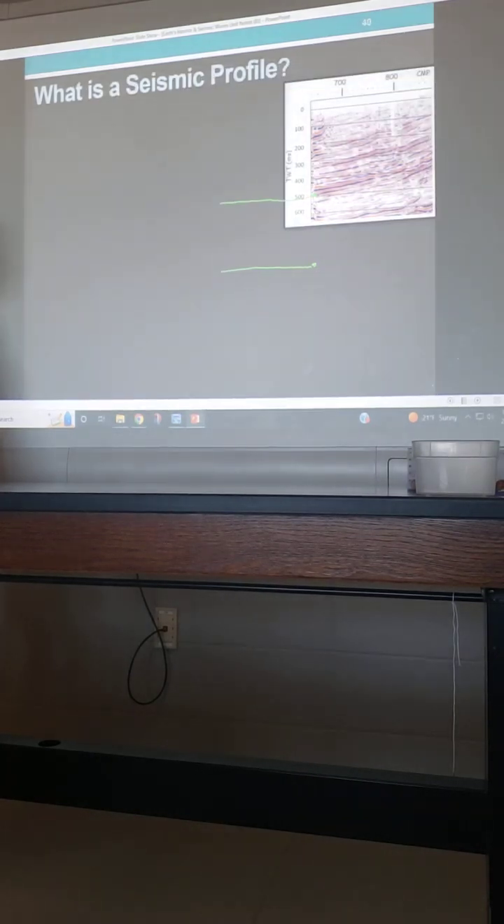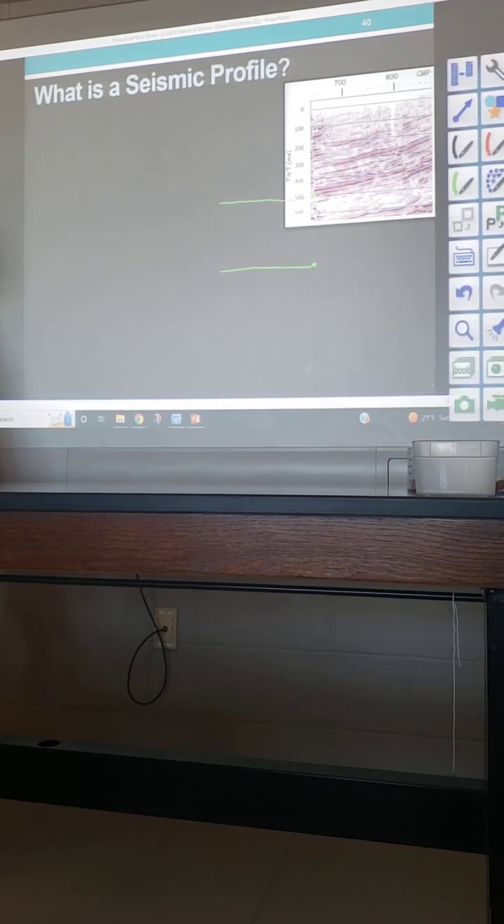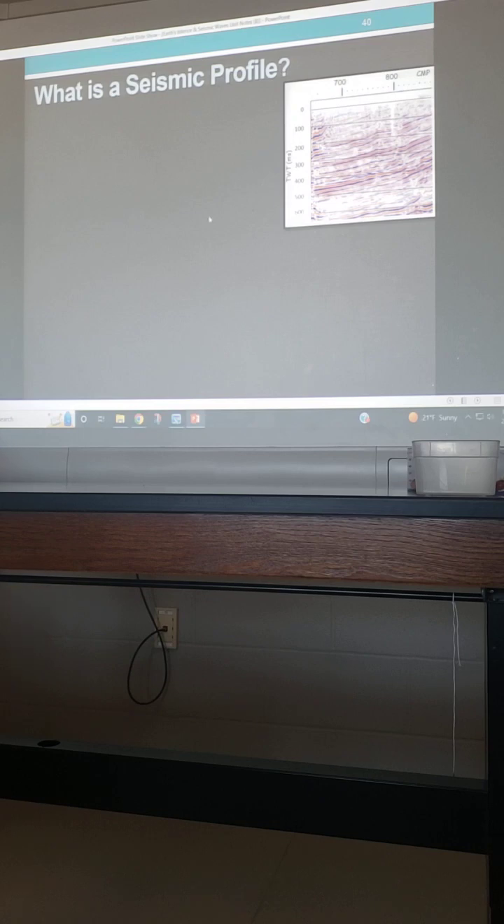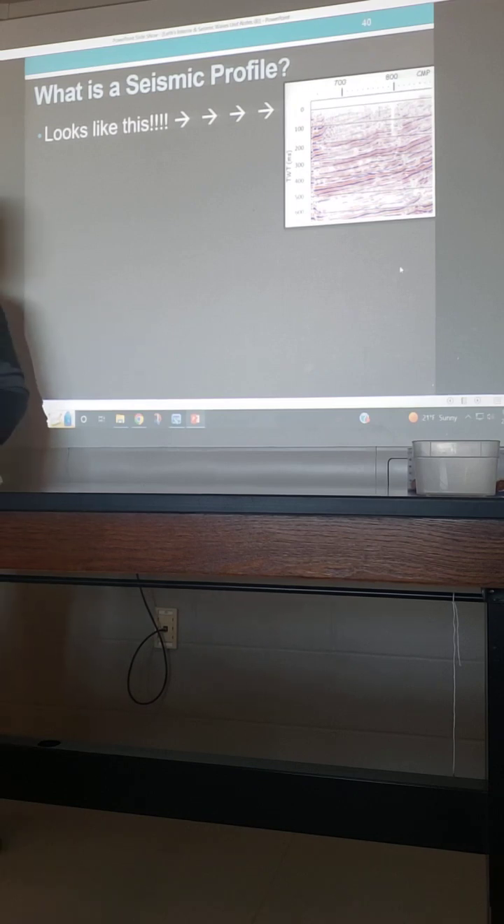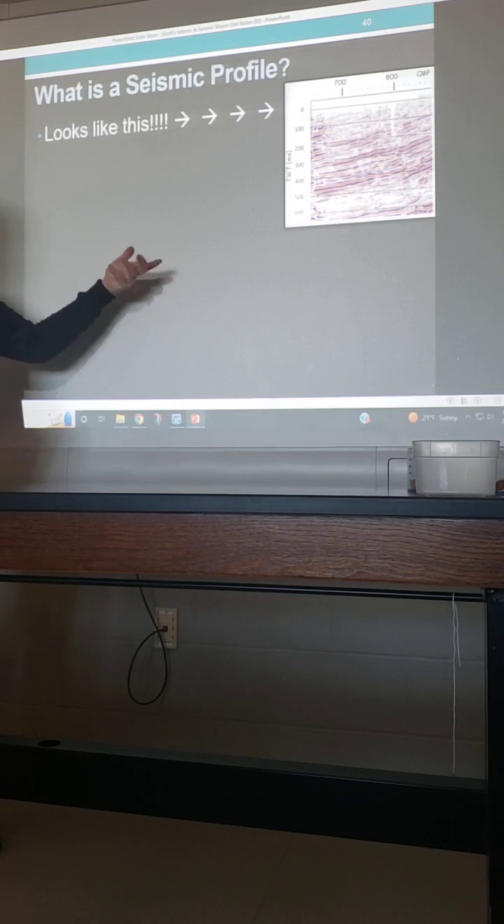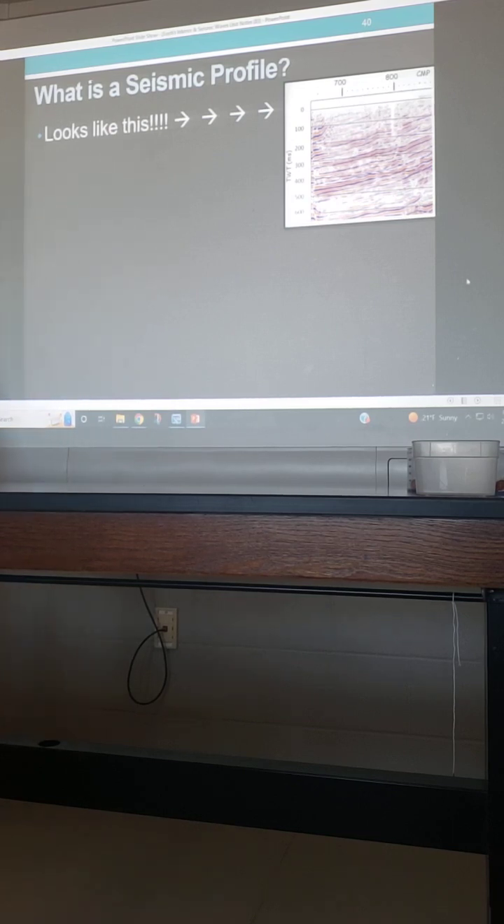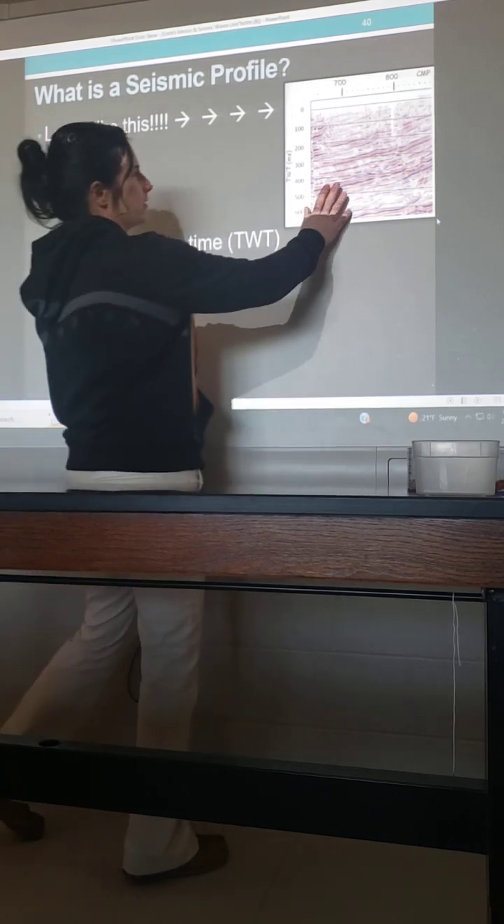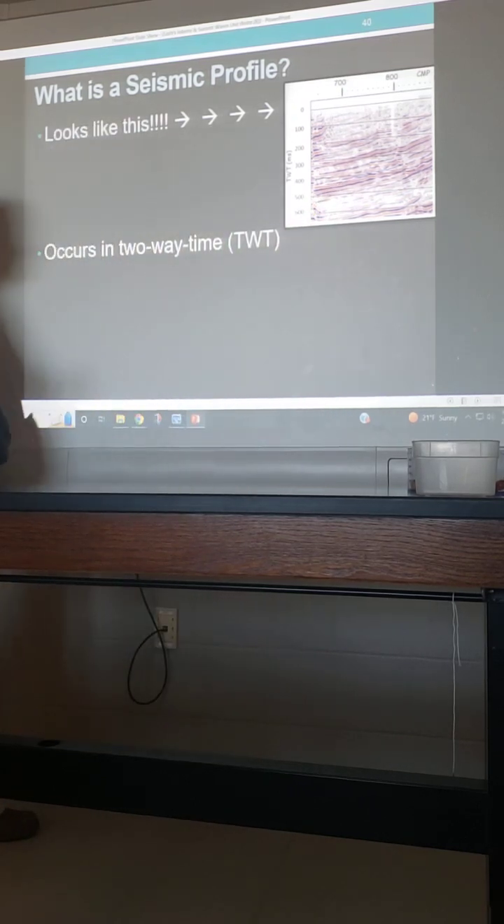All right, oh, I need to erase those. Erase them. All right, so a seismic profile looks kind of like this, and it showed this in the video yesterday. It's also a way that this information can then be turned into a graph. And so this information is kind of like the raw data, I guess you could say.